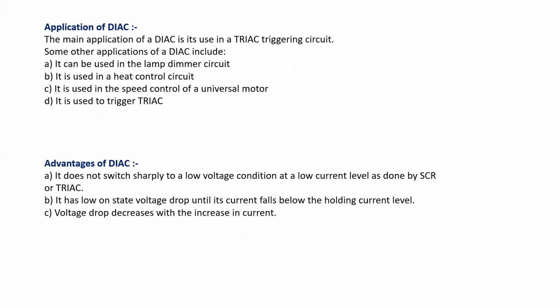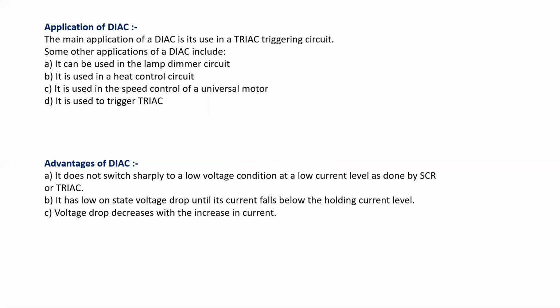Now let us see the applications of DIAC. The most important application, as it is a bidirectional device, is that it is used to trigger the TRIAC. That is the first point. Then it can be used in lamp dimmer circuits. It is used in heat control circuits where the AC supply is present. It is also used to control the speed of universal motors, and the important one, which we discussed, is that it is used to trigger the TRIAC.